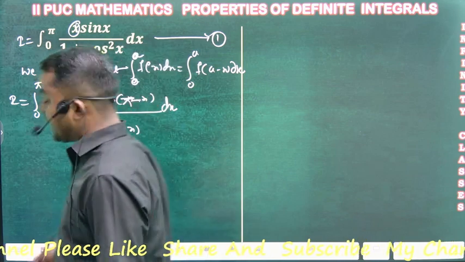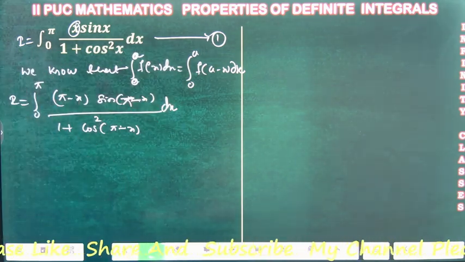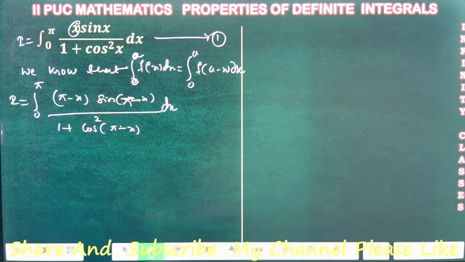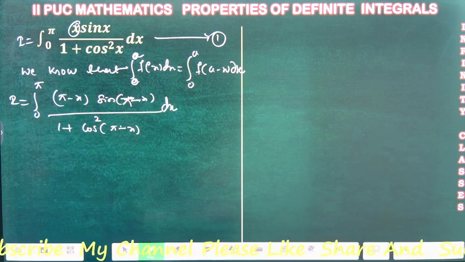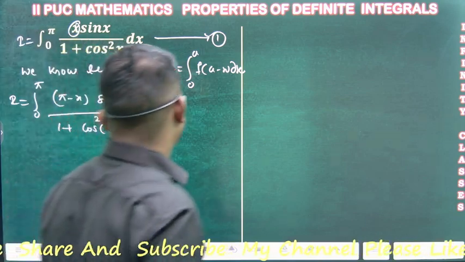Sin cos 90 minus x, sorry, we made a mistake here. This is not the problem, we made a mistake. Please wait a minute. Wait a minute, cos 180 minus x. What is cos 180 minus x? So leave this one.